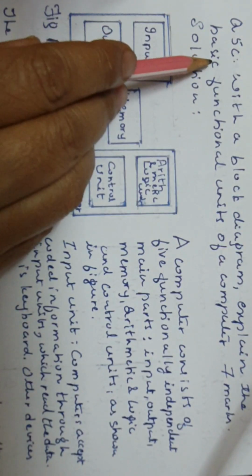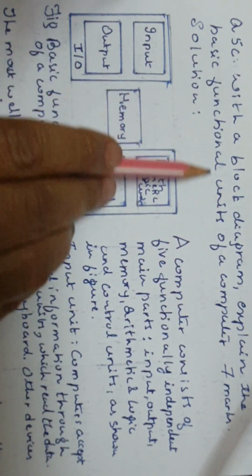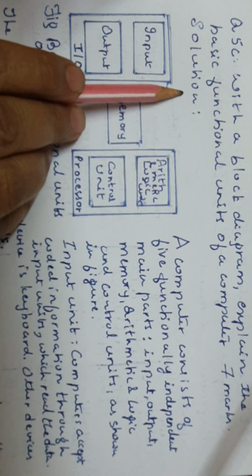So this is the demonstration of the instruction execution and sequencing for C equal to A plus B with a block diagram. I hope you understood. Thank you. So next we shall discuss question number 5C. Explain the basic functional units of a computer with a block diagram. This carries 7 marks. Solution.